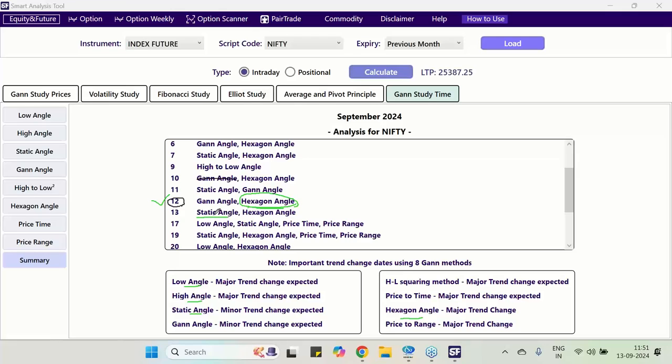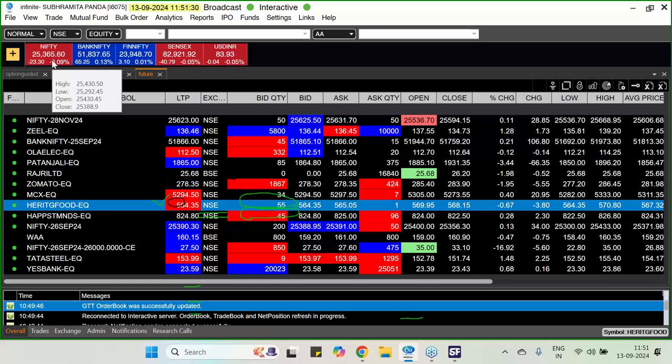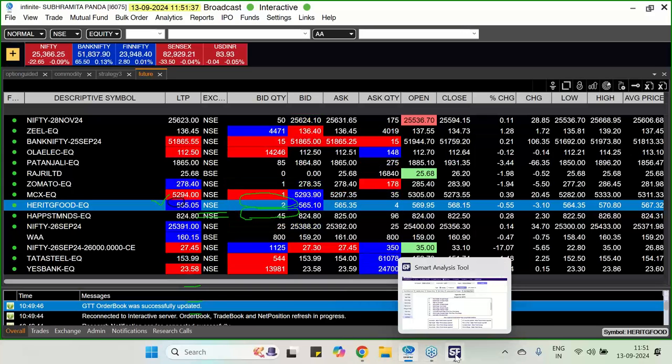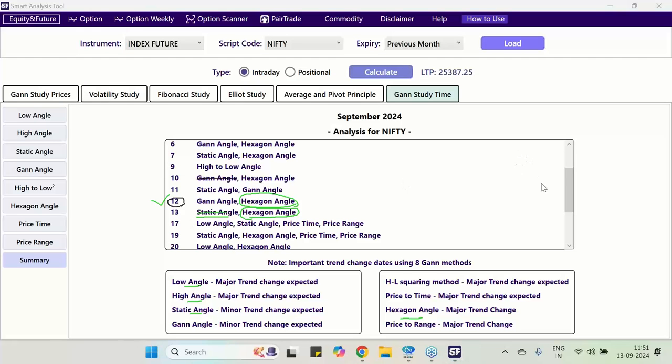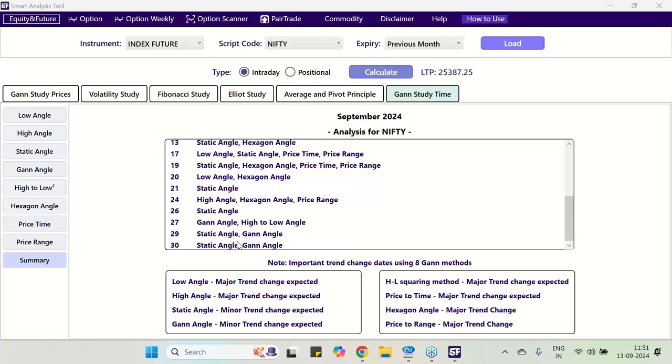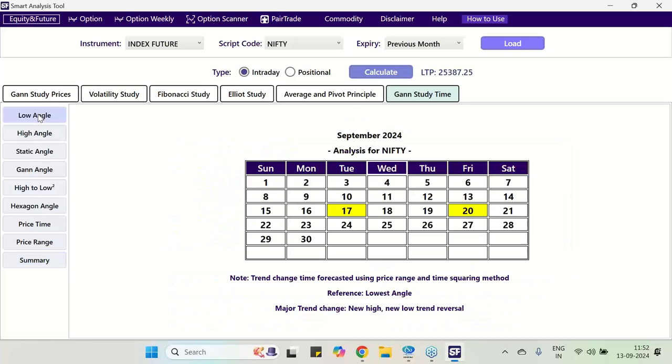Today, static angle is again a minor trend change date, and hexagon, a major trend change date, is sitting here today also. We are experiencing that Nifty, which closed near 400 points up yesterday, is now slightly negative, and the trend change date is perfectly impacting that. Similarly, today is 13, and till 14, 15, 16, I do not have any trend change date. 17th it is coming, 18th there is no trend change, 19th is again coming. Throughout the end of the month, you can get what trend change dates are happening.